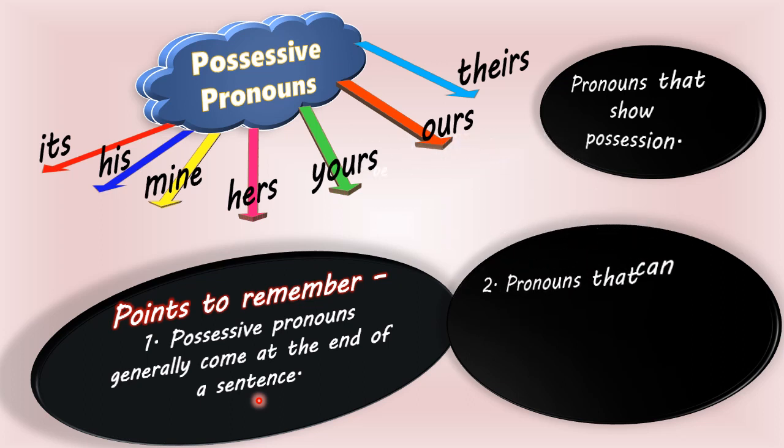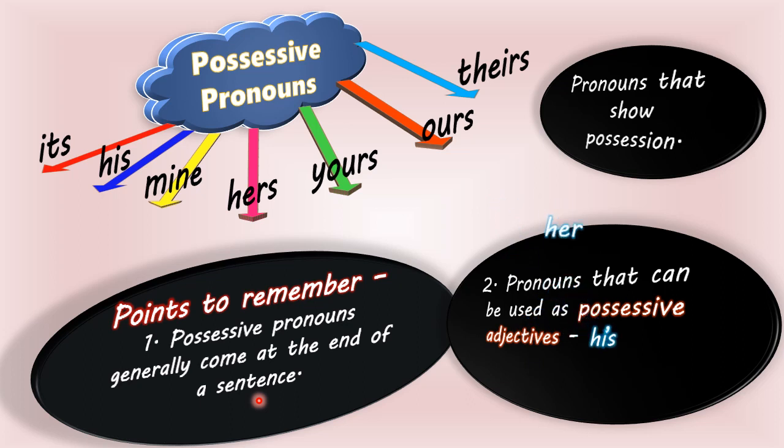And the second point that we have to remember is that pronouns like her, your, their are also used as possessive adjectives. So never get confused here. Is it clear, children? Now see here. Pronouns that can be used as possessive adjectives: his, her, their, my, your. Is it clear?